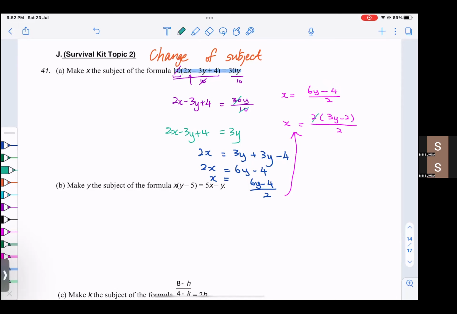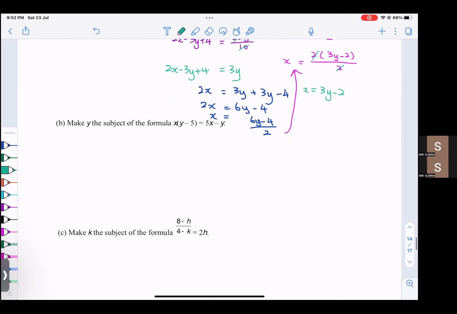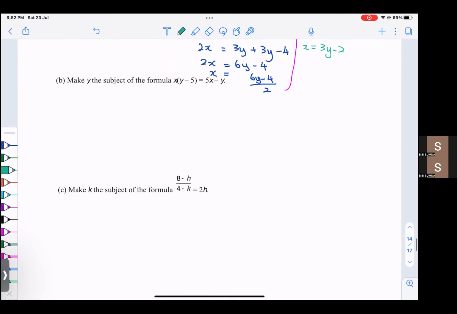And then 2 and 2 is simplified. So x equals 3y minus 2. And that will be your final answer for this question. Okay, so shall we move on? Cool. So next, make y the subject. We only have a few questions, so it should be fast.